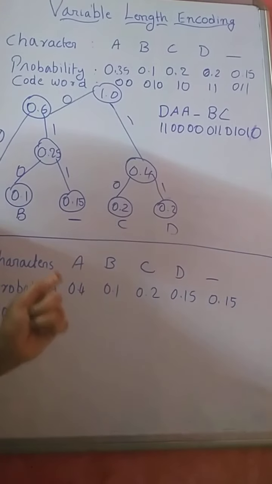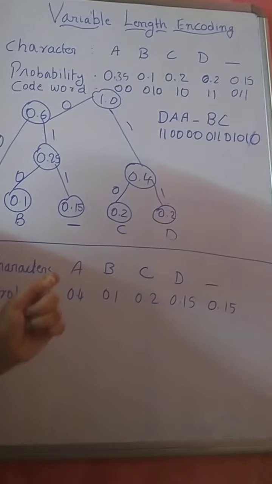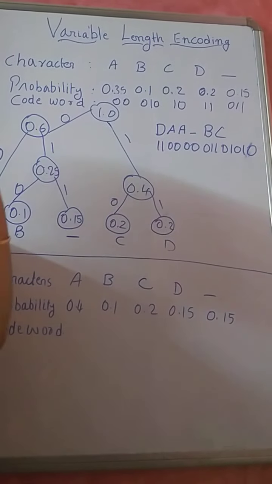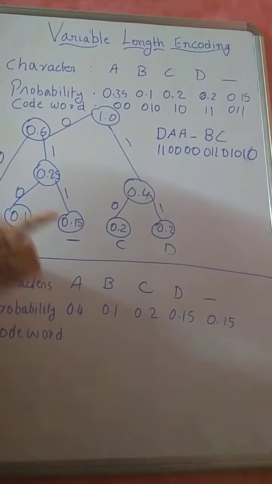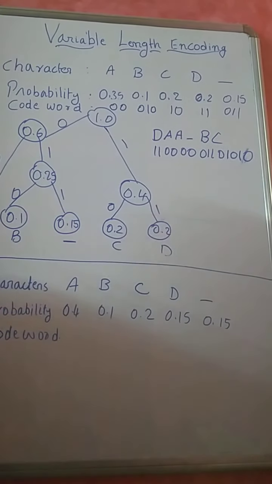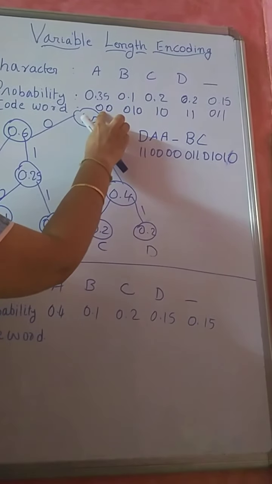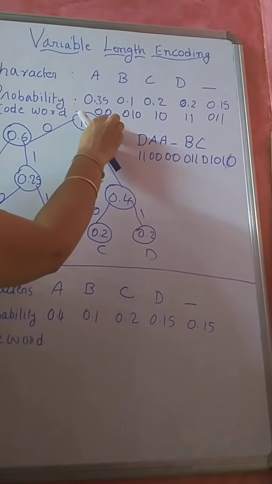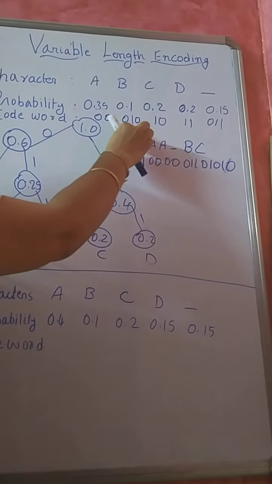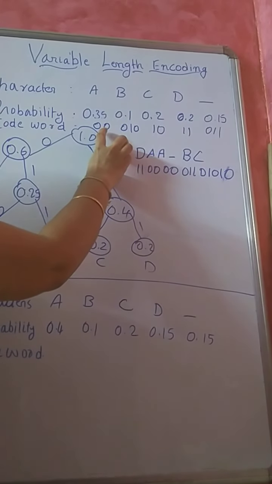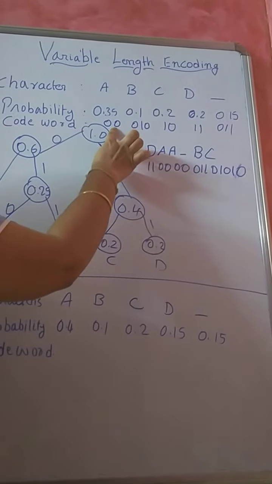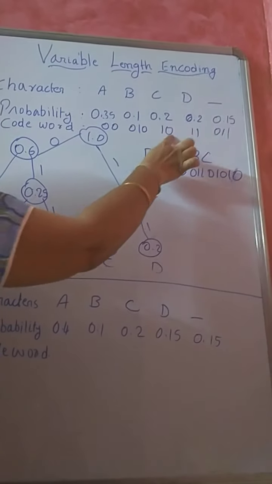Any code word you take will not be the prefix of any other code word. You take 00. Is 00 a code word for A? Is it a prefix for any other code word? No, 00. There is 0, but not 00. So, is this code word a prefix for any other code word?